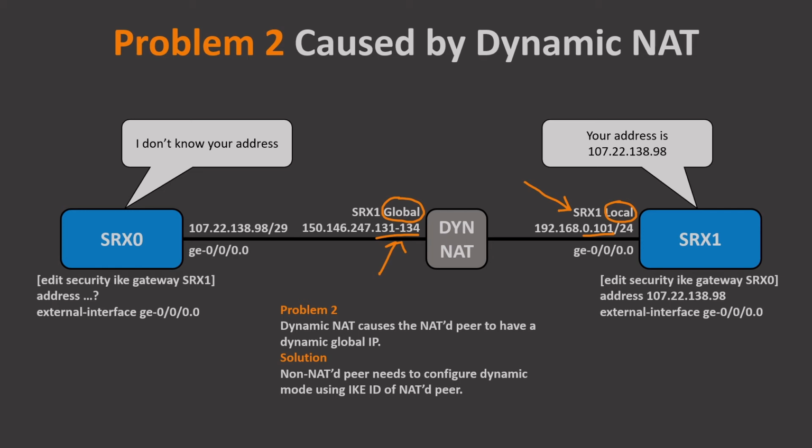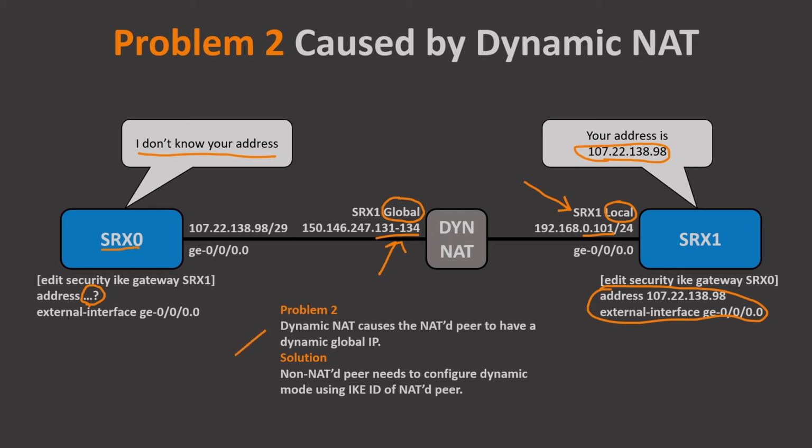So you can see what SRX0 is saying here. He doesn't know what to put for the peer address. SRX0 does not know SRX1's address, not reliably so. SRX1 has no problem, right? Because SRX0 isn't behind a NAT. So SRX1 has everything configured here that he needs.